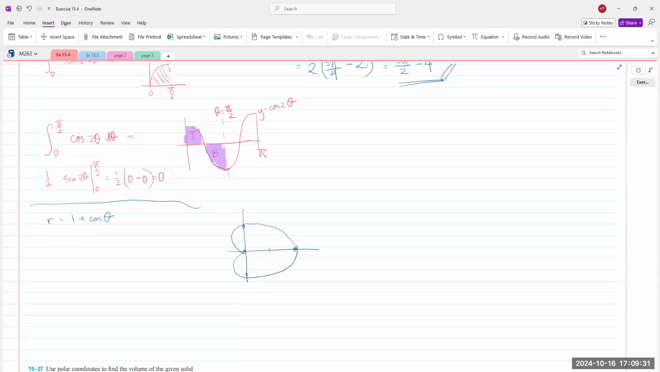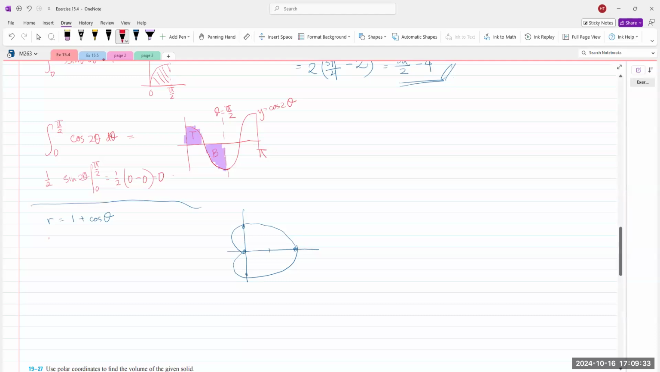Now the second one is r equals 3 cosine theta. 3 cosine theta means it's a circle centered at 1.5 with radius 1.5. So we are talking about this region here.